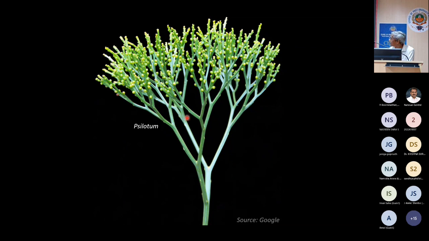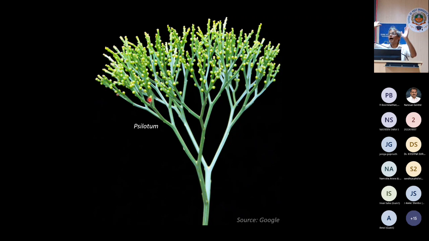Forget about this round thingy. These are sexual structures. You see, it bifurcates, and it covers earth very nicely. Not good enough. You have filled the space, but you have to harvest the sunlight to the best of your capability. This is not very good.